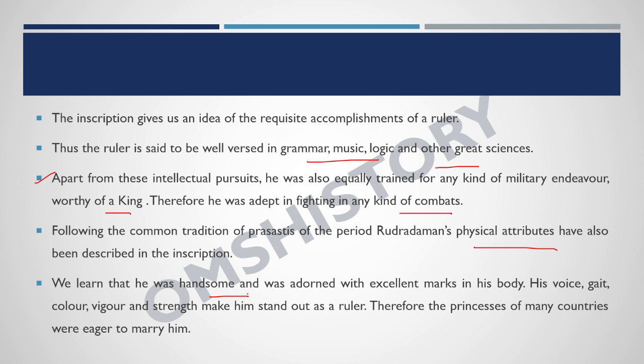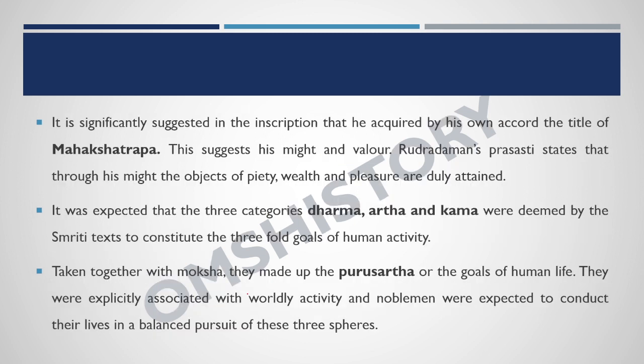It is also mentioned that the title of Mahakshatrap was acquired by him, it was not bestowed on him. This suggests that he was very valorous and mighty, that's why this title was acquired by him. His prasasti also states that through his might, the objects of piety, wealth and pleasure are duly attained. It is also mentioned that dharma, artha and kama have been achieved by this ruler.